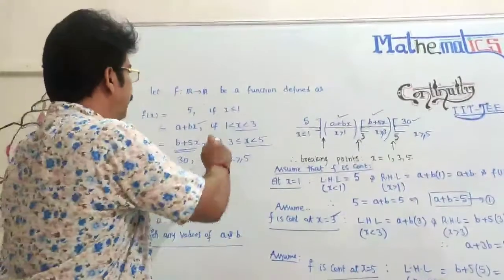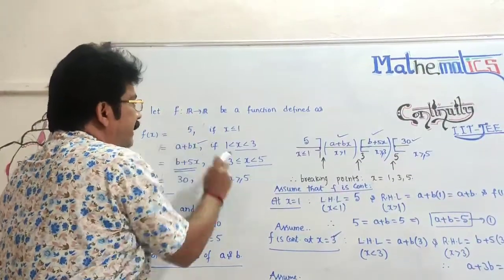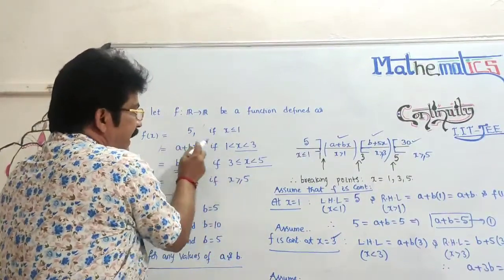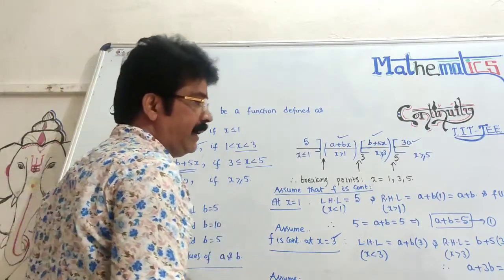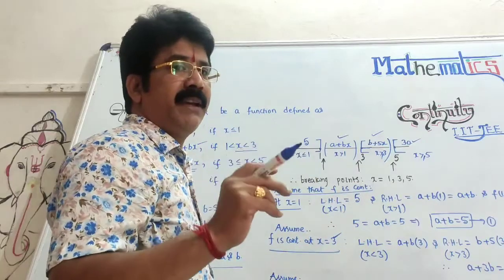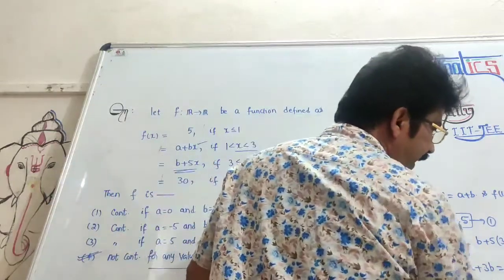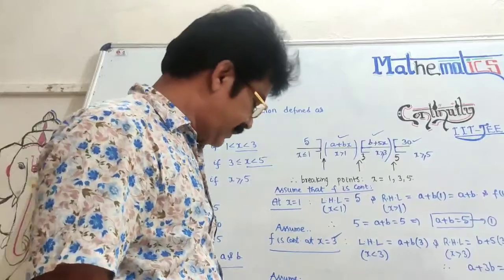Means what? If f is a continuous function in the given intervals, then definitely a, b will satisfy all 3 equations. Otherwise, it is not continuous. Hence, important question.